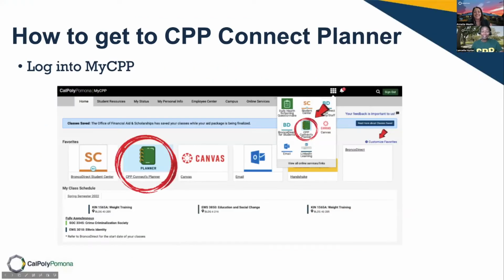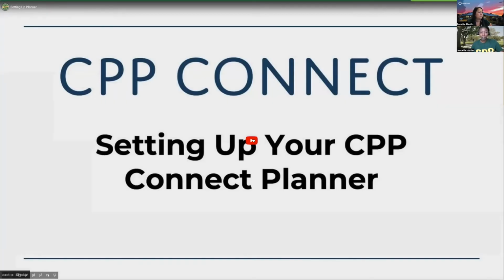Next, we're gonna talk about how to log into your CPP Connect Planner. You go to your My CPP, you look under favorites or under the tab at the top with the 9 little squares, and you can locate the CPP Connect Planner. Once you click on the planner, it'll take you to it. Next, we're going to look at a video about how to set up your CPP planner.